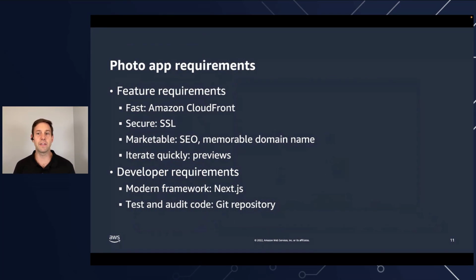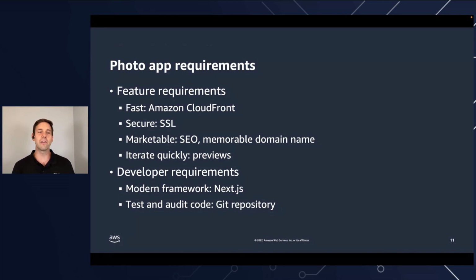The product manager and the engineering manager have pored over the spec and the design, and they've got a list of features that are must-haves for the first launch. It's got to be fast. It's going to be delivered using Amazon's CloudFront CDN. Secure. We expect things to be working over HTTPS and use SSL. Marketable. So we need search engine optimization. We also need a memorable domain name for the marketing. And we want to iterate quickly. So we want to be able to make changes and maybe see those in a preview environment, sign them off, make sure they work well before we push them straight out to our customers.